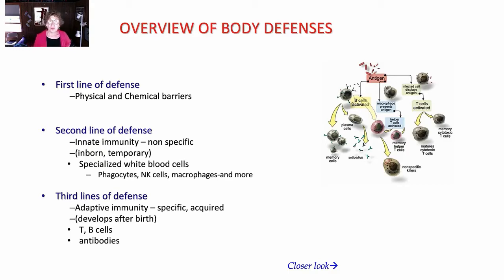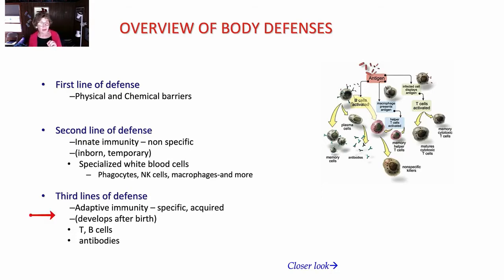An overview of our body's defenses include the first line of defense, which are physical and chemical barriers. Our second line of defense is our innate immune response. It's non-specific. It's what we're born with. It's also temporary. These include specialized white cells, such as phagocytes. Phage means eating. NK cells, which are natural killer cells. Macrophages, macro means large, and there's that phage again, which means eaters, and a lot more.